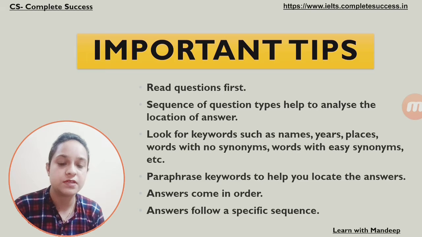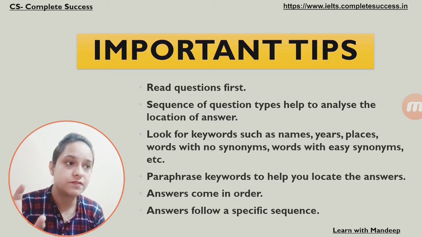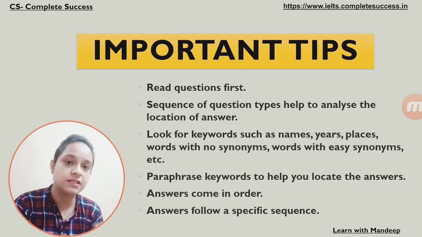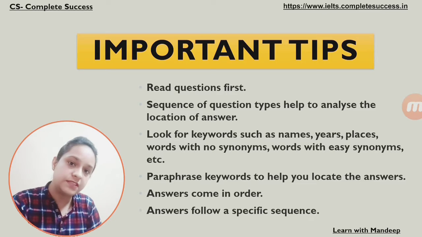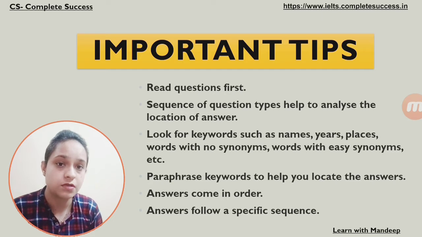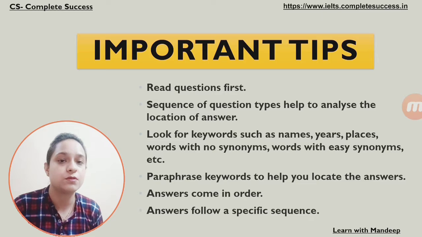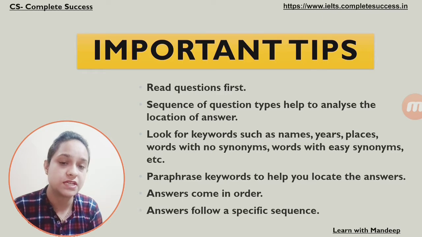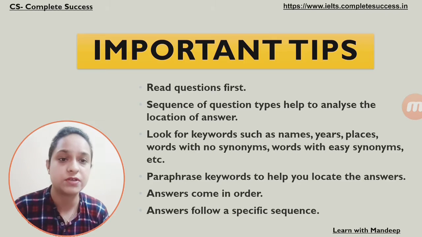And if the true false is in the last, it depends, because if there are matching headings in the starting, then the true false can start from the first paragraph or at any other place. And if suppose there are blanks, MCQ and then true false, then obviously after where you get the answers of MCQ, you will get the answers for the true false category. So the question type sequence really helps you analyze the location of the answer, and they actually follow a sequence. I will tell you about it later.